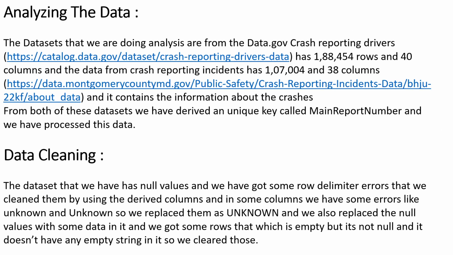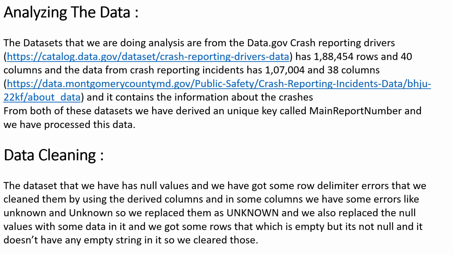Coming to analyzing the data part, we took the data from the data.gov link. We took two data sets: one is crash reporting drivers data and the other is crash reporting incident data, which comprise a lot of rows. Then we took the main report number as a primary key from both the data sets, and we analyzed the data.